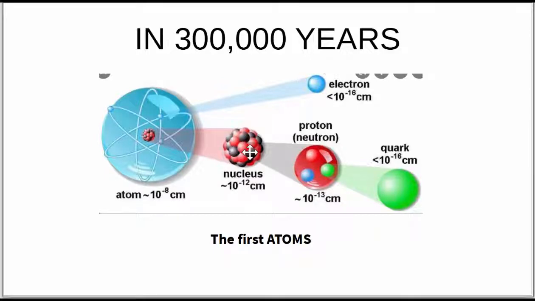But then to make an atom, you need a nucleus surrounded by electrons. Well, it took 300,000 years for the first atoms to appear. So that is the very beginning of the universe. We start with the quarks in the first 3 minutes, then they get together to form a nucleus, and then it takes 300,000 years to form the first atoms.